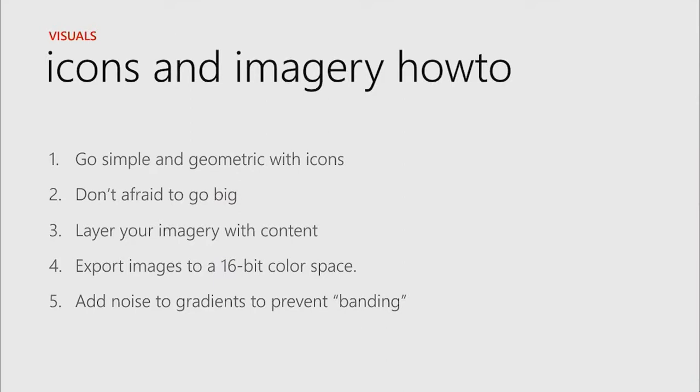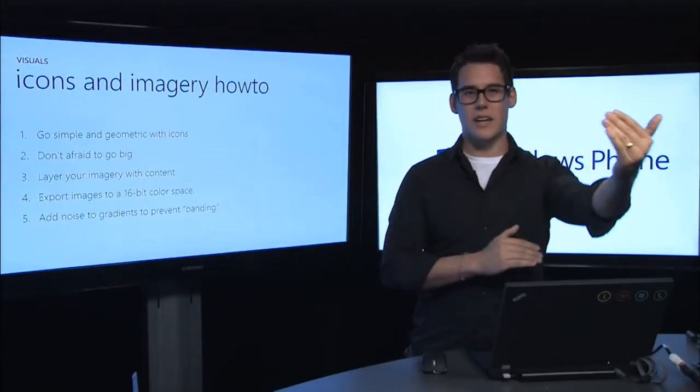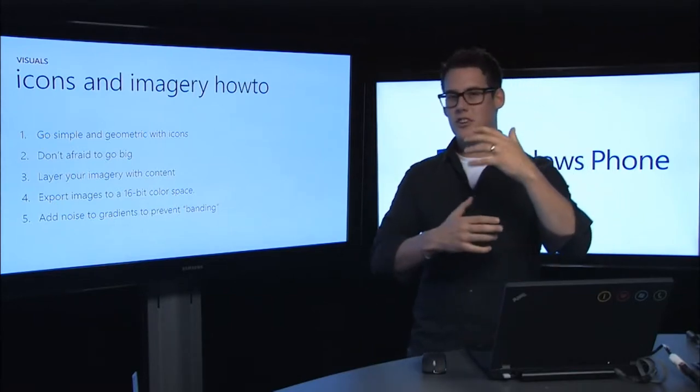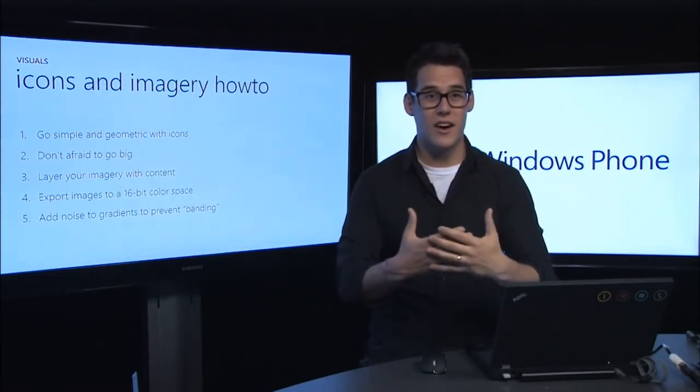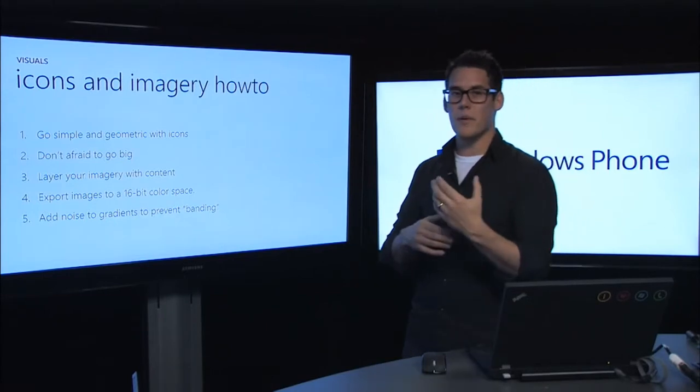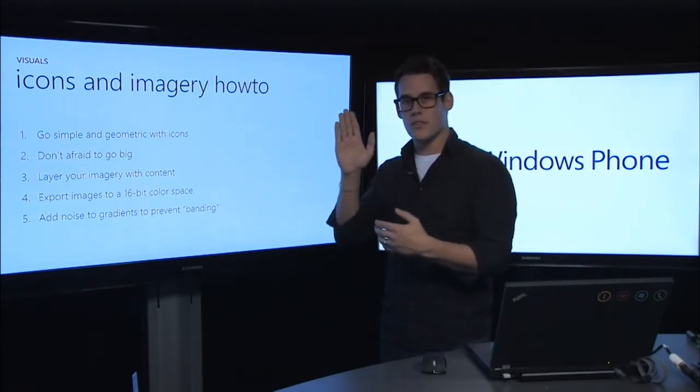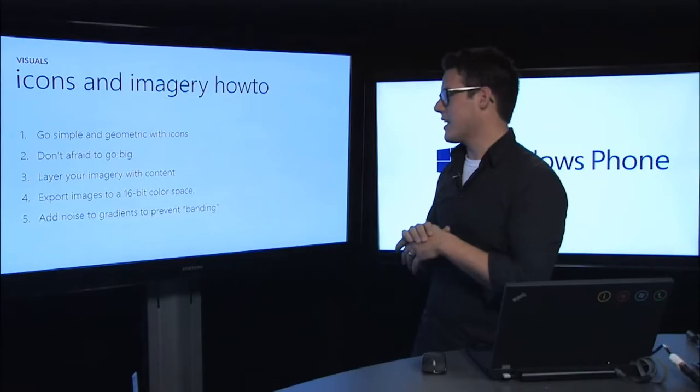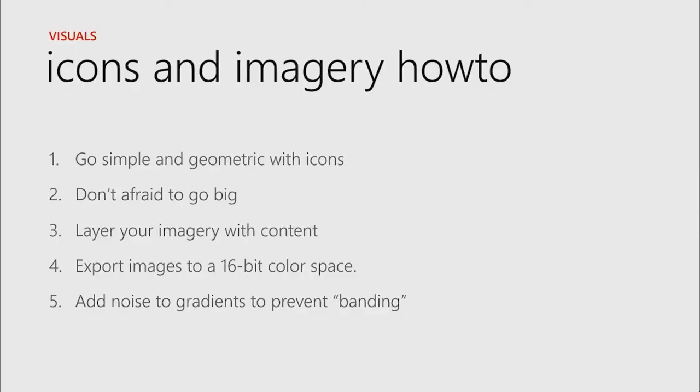I have a couple of simple how-tos when it comes to icons and imagery. With the icons, go simple and geometric, reduce the visual elements and don't do a lot of gradients. But when it comes to imagery, don't be afraid to go big, right? We have full-scale backgrounds. We have the whole lock screen. Make a whole background color. Just make sure you have enough contrast for the content to stand out and pop off of that. We really are a big fan of white space and using the rules of figure and ground when you're designing an application.